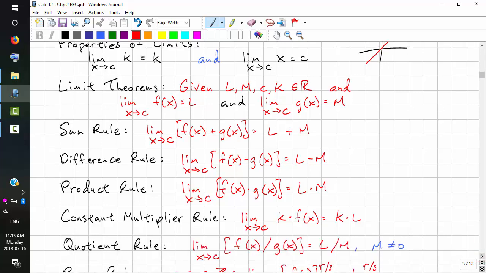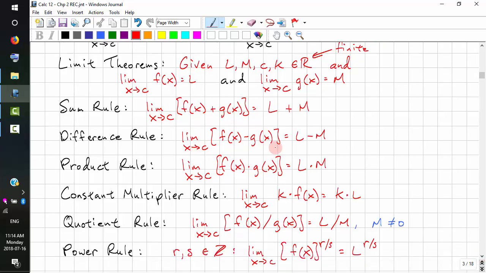Okay, here's some limit theorems, and L, M, C, and K are all reals. Okay, so it's a real finite value. It's not infinity, it has to be a finite value. So if we can find the limit as x approaches c of f of x equals L, and if we can find the limit as x approaches c of g of x and it's equal to M, then we have the sum rule. The limit as x approaches c of f of x plus g of x is just equal to L plus M.